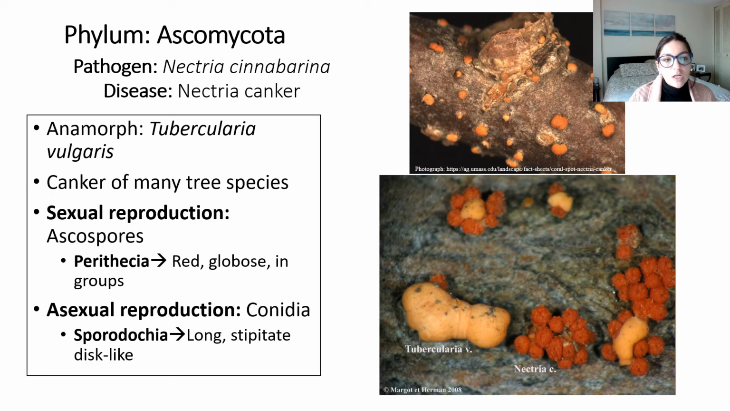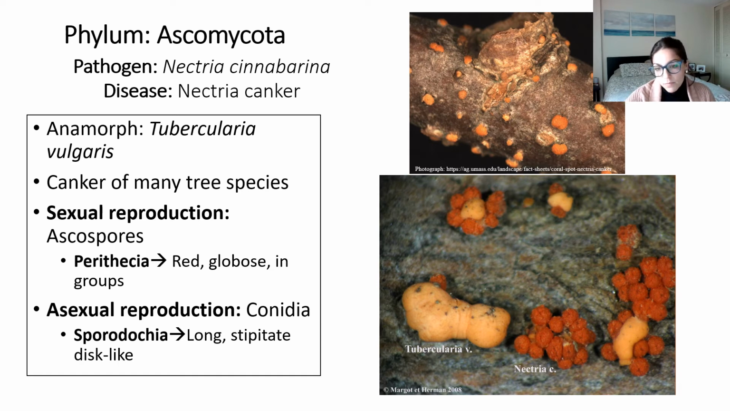Our next fungus belonging to the phylum Ascomycota is Nectria ditissima, and this pathogen causes the nectria canker. The anamorph or asexual name of this fungus is Tubercularia vulgaris, and this pathogen causes canker on many tree species. The sexual reproduction of this fungus, as in all the Ascomycota, is through ascospores, but in this case the fruiting body of the microorganism is different. The ascospores are produced within a perithecia, which for this fungus is red, globose, and is produced in groups.